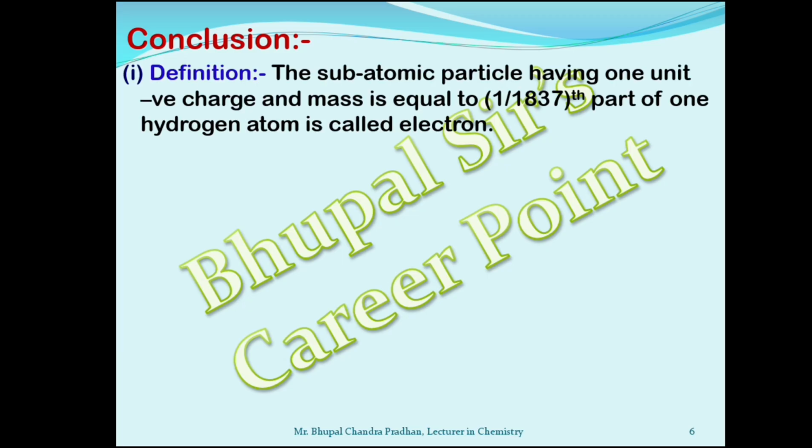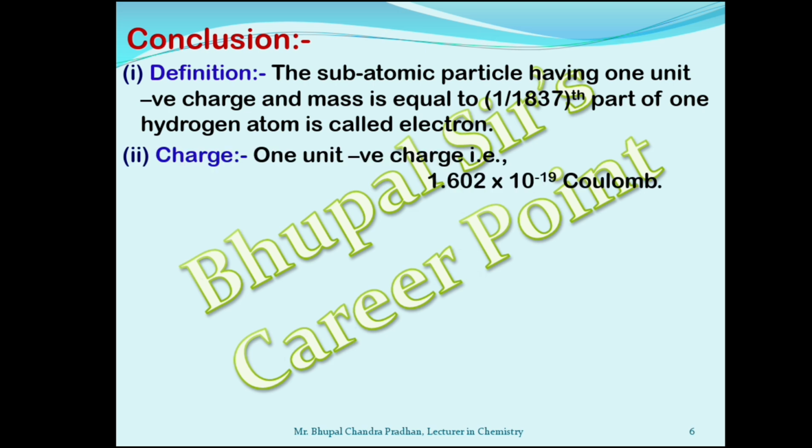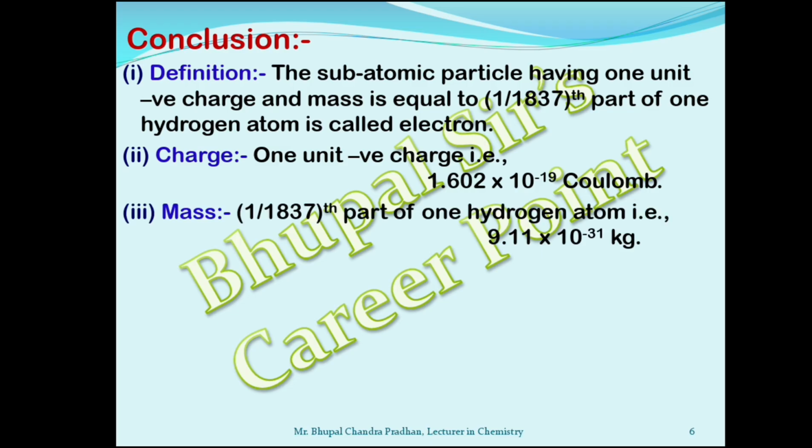What are the conclusions obtained? Definition: the subatomic particle having 1 unit negative charge and mass equal to 1 by 1837th part of 1 atom of hydrogen is called an electron. Its charge is 1 unit negative charge, that is in magnitude 1.602 into 10 to the power minus 19 coulomb. Mass is 1 by 1837th part of the mass of a hydrogen atom. In magnitude, it is 9.11 into 10 to the power minus 31 kg.